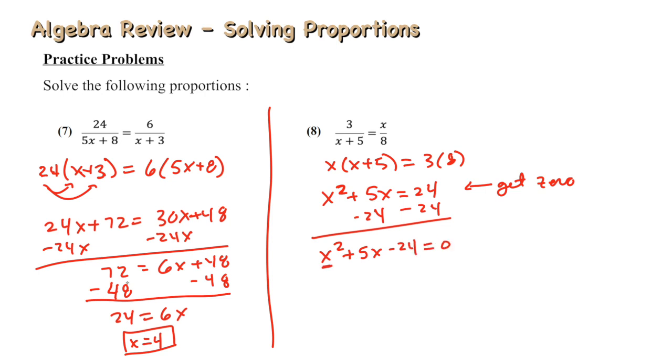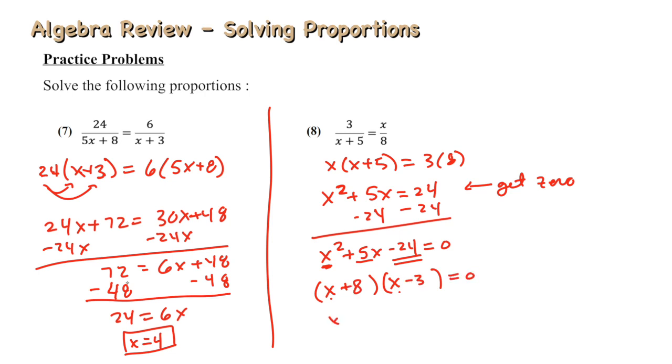And this is the easy case. X squared has a coefficient of 1, so we make our 2 parentheses with x in front because x times x gives us x squared. What 2 numbers multiply to equal negative 24 but add up to positive 5? That would be a plus 8 and a minus 3.